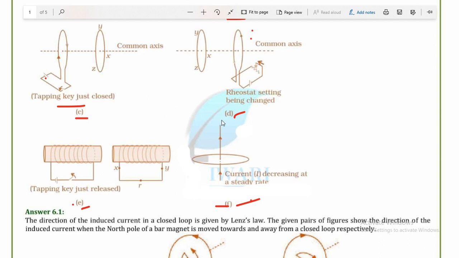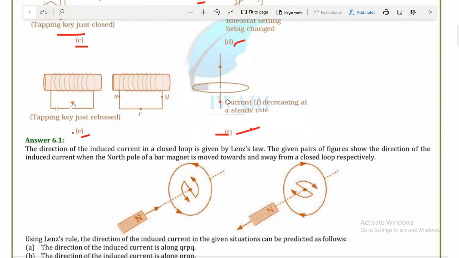Now in diagram D or figure D, you can see there is variable current flowing in this circuit, and this is the loop. So if current is variable in this circuit, there must be induced current in this one. So you have to write the directions in these cases.